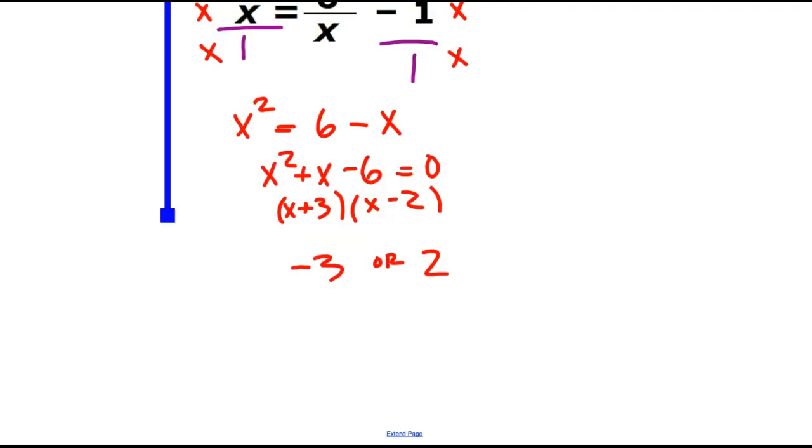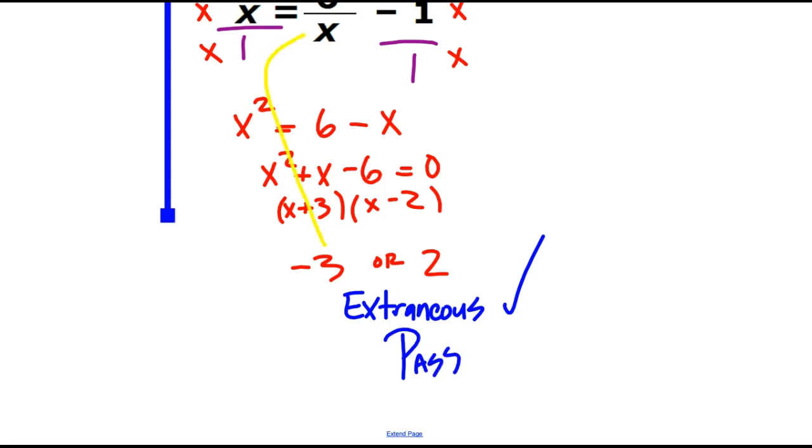We're back, and we solved this one, and we got this as our solution. And so what we did now is an extraneous check just to make sure that they don't make any denominator 0. Both of these pass because neither one, when you put them in for the variable on the bottom, which is x, makes it 0. Okay, so we're good to go there.